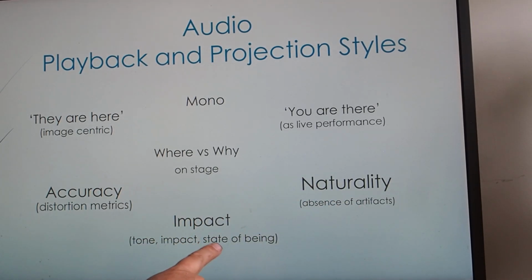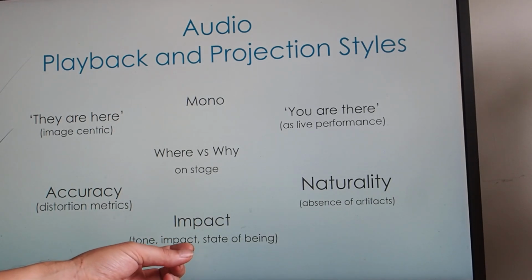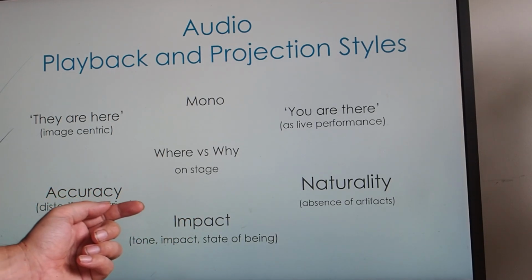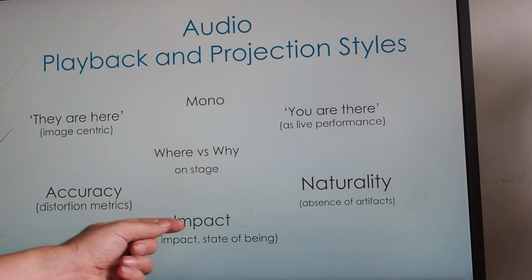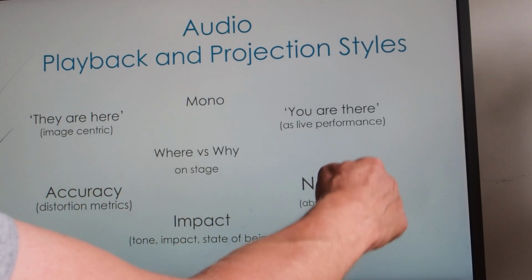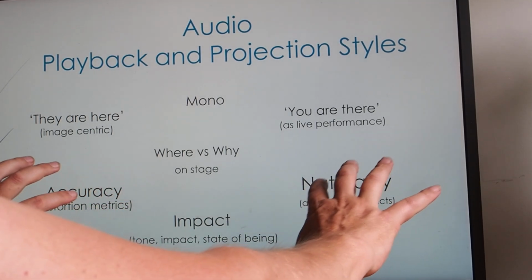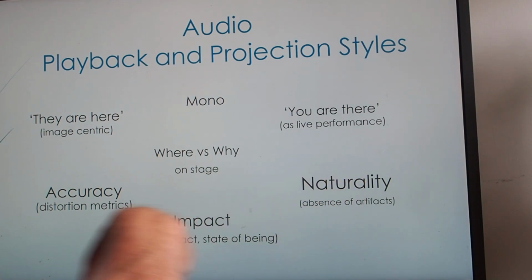And then you have that you want music to have a certain impact, whether that's a certain tone, or a state of being, or a tangible bass or something. Or you want to have a more hyped image. So you're moving from accuracy more to impact. And you can have the same here. So those are the playback styles here, and these are the projection styles.